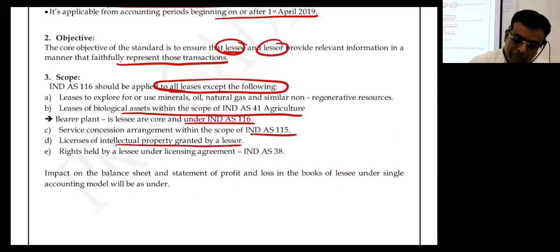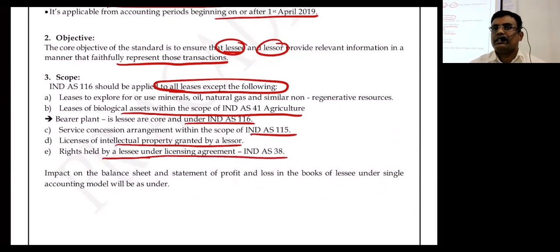Licenses of intellectual property. Not covered, na? Yes or no? Rights held by a lessee under license agreements are under IND AS 38. So for these, this standard is not applicable.